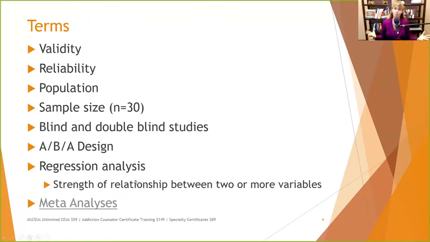So, brief review of terms. Validity. Are you measuring what you say you're measuring? So if we're looking at effectiveness of a clinician, for example, in treating depression, how are we measuring that? What measures are we using to look at the improvement of the depression? Are we looking at the Beck Depression Inventory? What instruments are we using to measure that? And are they valid and reliable for measuring depression?